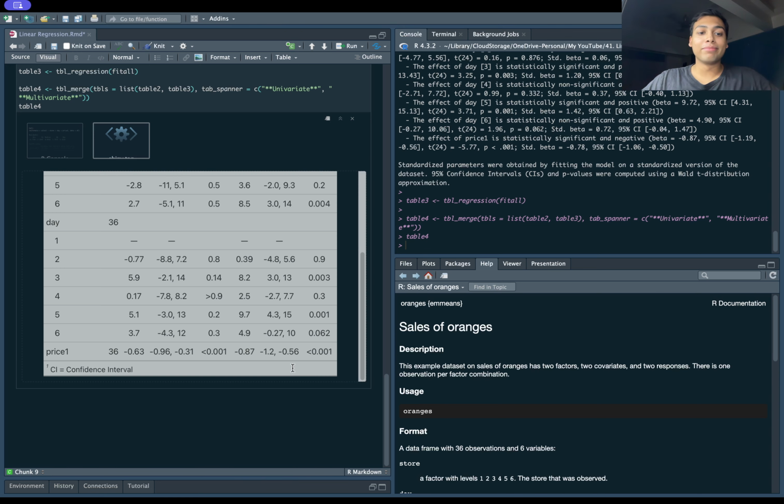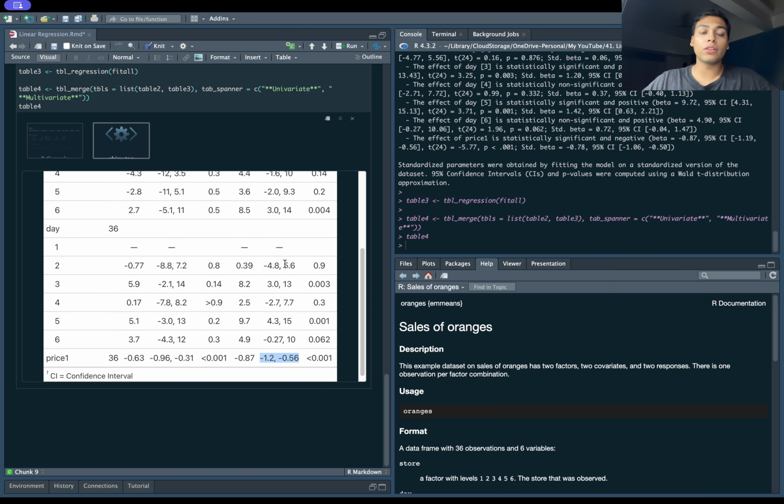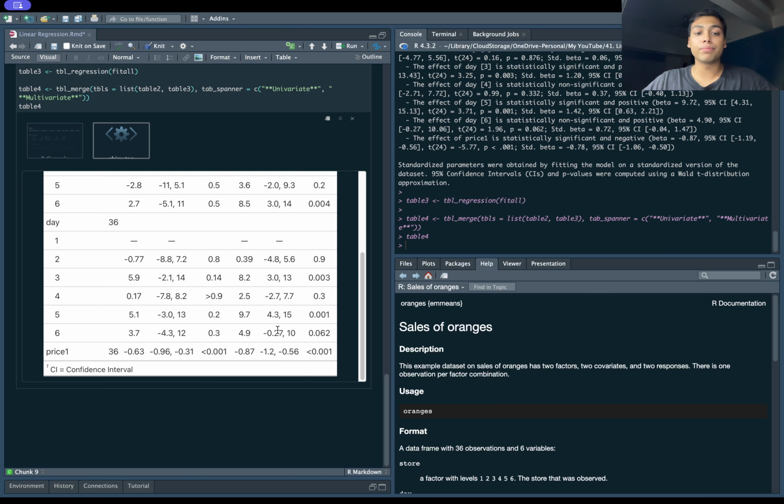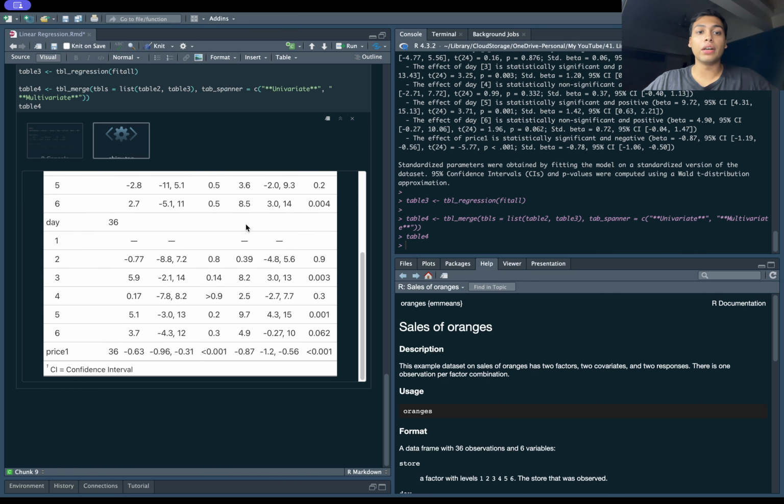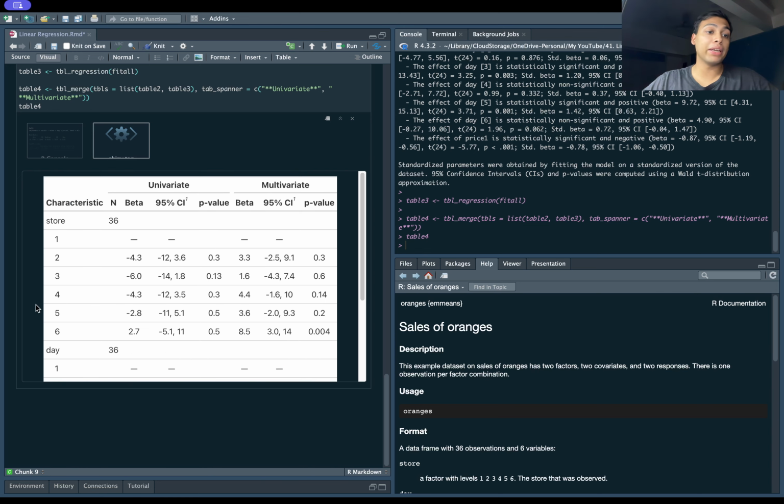And the price, you can see it's a significant difference. Also, a good way to confirm, the confidence interval does not cross the null value, which in this case is 0, because it's a beta coefficient. If it was a ratio, then the null value is always 1. For example, risk ratio, odds ratios, hazard ratios, so forth. So yeah, people did not want to pay more for variety number 1. Lower price of oranges indicated more sales, keeping day and store constant.